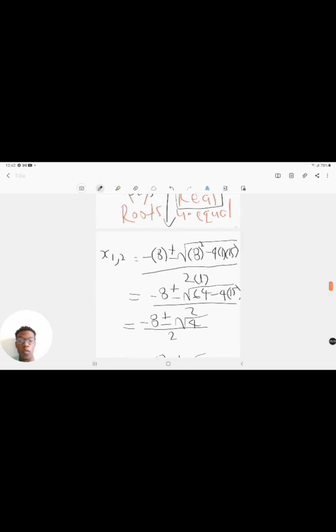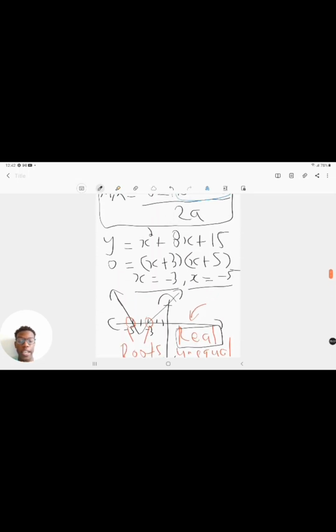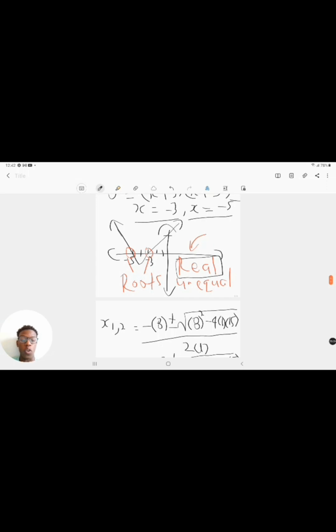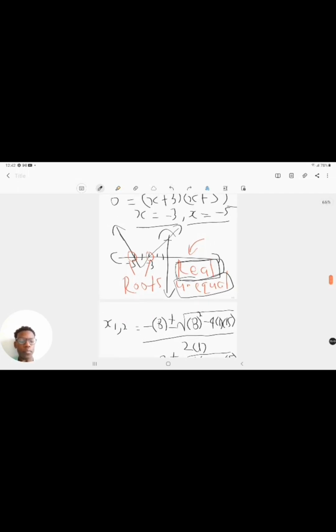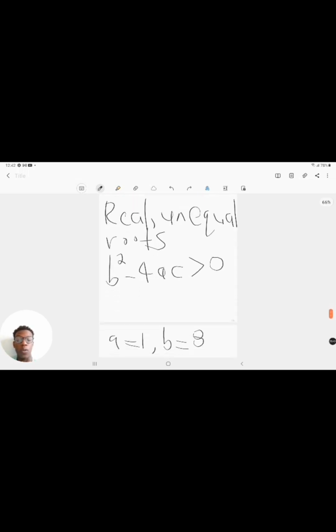We've got those values of a, b, and c from the example that we were looking at, and we saw that we got real roots because they cut through the x-axis, and they are unequal because the x-intercepts that we got are not equal.